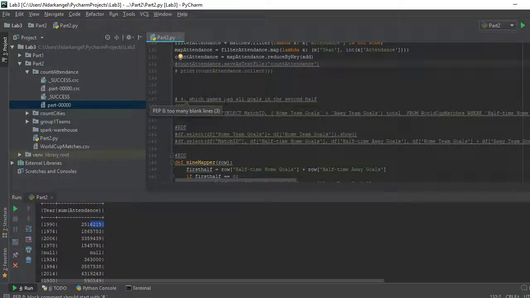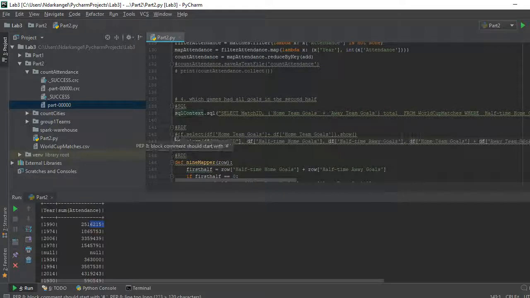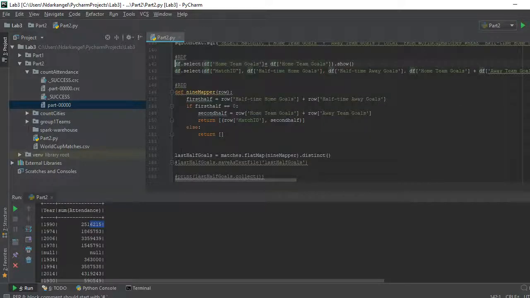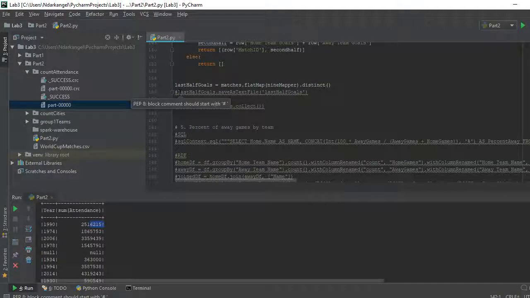Then we're going to do which games had all goals in second half. So, second half goals. Let me run this now. Sorry, I cannot do collect and show it here because I have Windows and Windows cannot handle it. So you can just do collect if you think your machine can handle it.